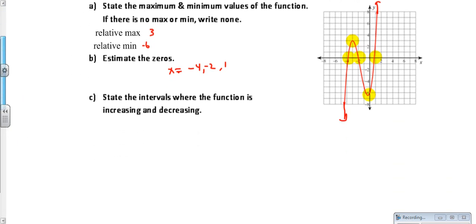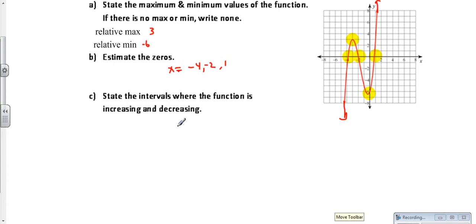Alright, so let's look at the intervals. We have intervals. It is going to increase, again, as we go left to right, from -infinity, this is an arrow, from -infinity up to -3, and then it starts to go down.